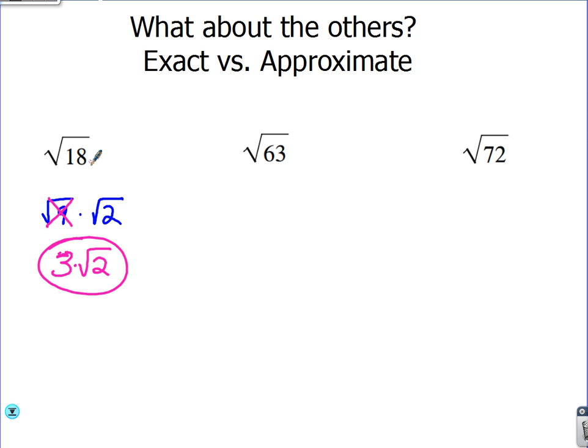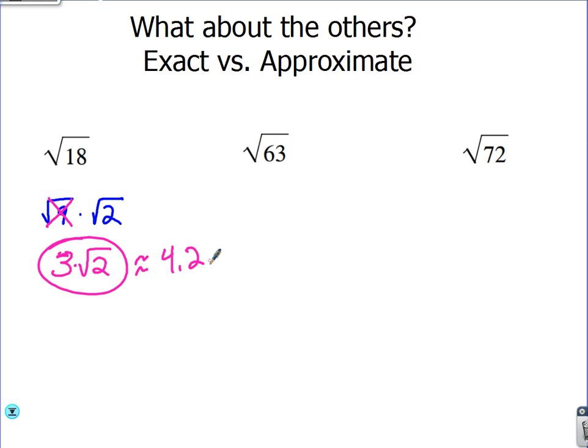Jackie, did you type one of them? Which one did you type in? 3 root 2? Yeah. What'd you get? I got 4.2. 4.2? And somebody on the left side of the room, square root of 18, what'd you get? 4.2. Is that the same thing? Yeah. So the square root of 18 and 3 times the square root of 2 is the same thing. This 3 times the square root of 2 is reduced.